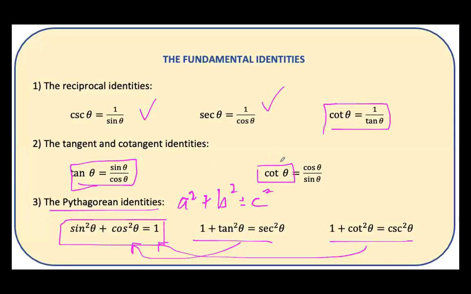Okay, and let's go back to the given fundamental identities. Before we proceed and apply, I just want to show to you or derive to you the Pythagorean identities. Okay, para at least alam nyo kung paano siya na-derive, and if ever you forgot the identities, then you can easily derive them anytime. All right?